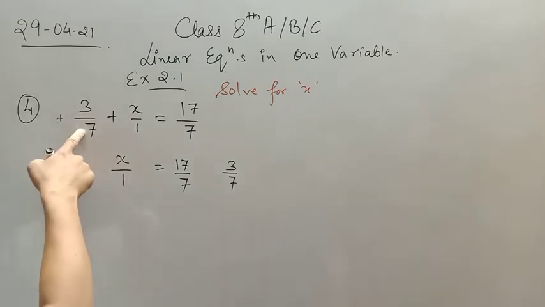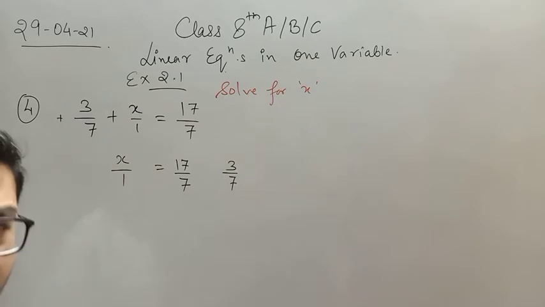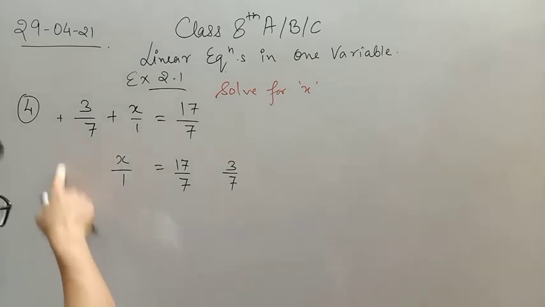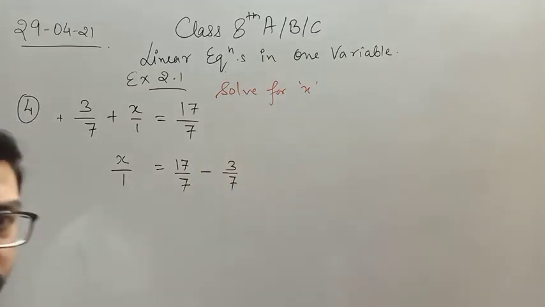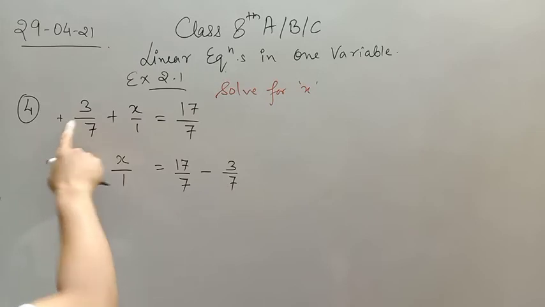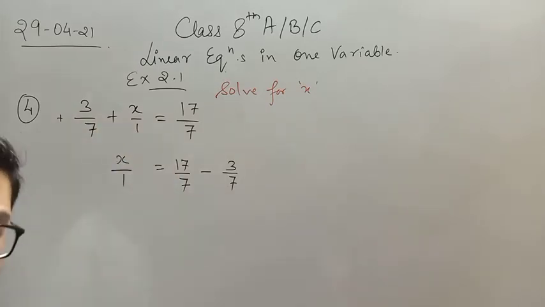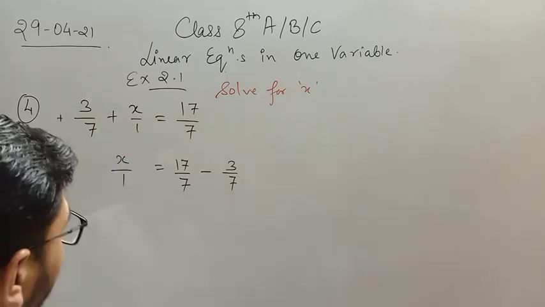Earlier this constant has a positive sign. Now after transposing it in the RHS, the sign gets changed, or the opposite sign will be there. Beta, earlier it has a positive sign, now it has a negative sign, right? So transposition यही होता है बेटा.